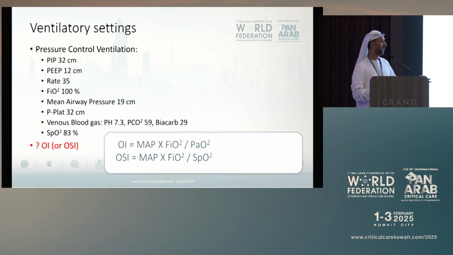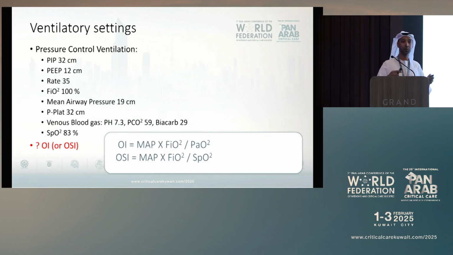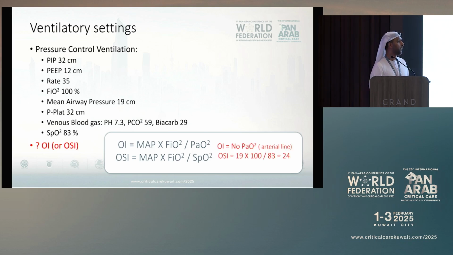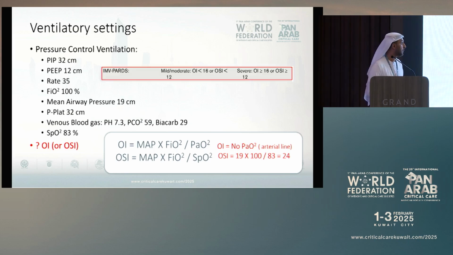Okay, here. Oxygenation index, just to remember: what we are giving is pressure, so mean airway pressure. We're giving also oxygen, so FiO2. And what we are getting, if we have an arterial line, we will get the PaO2. If we don't have an arterial line, we will get SpO2, so we'll call it OSI. So if you calculate for this patient, since we don't have an arterial line, the OSI is 19 multiplied by 100, and the saturation which we are getting is 83, so here OSI is 24. So that is severe ARDS.